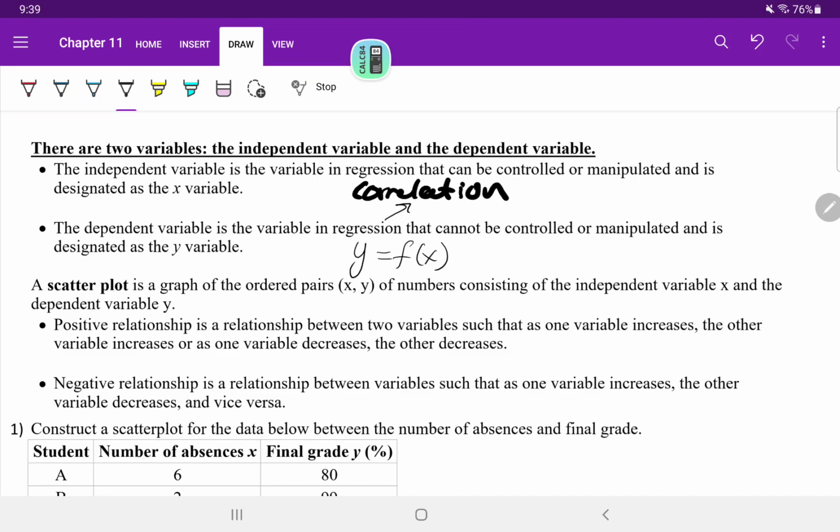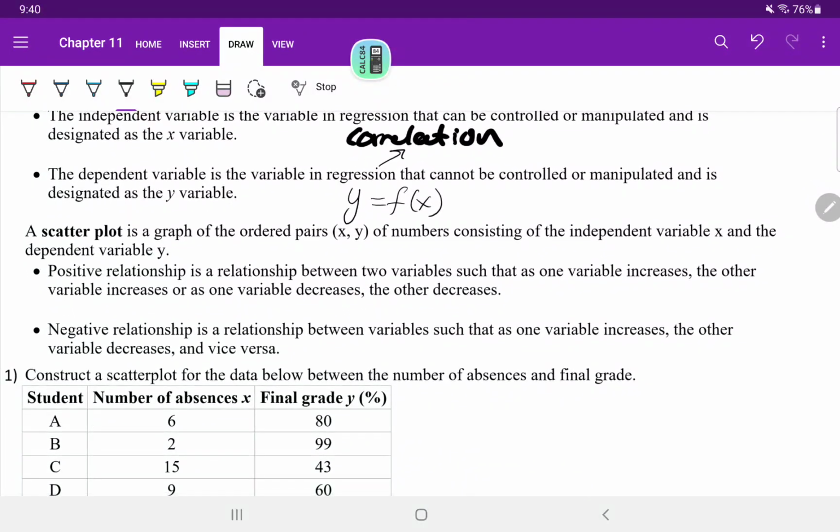When it comes to social science statistics, and you're also going to be exploring this in Stats 250, to give us some sort of visualization of the relationship between an x variable and a y variable, we use what is called a scatter plot. A scatter plot is a graph of the ordered pairs, x and y, of the numbers consisting of the independent variable and the dependent variable. Independent variable x, dependent variable y.